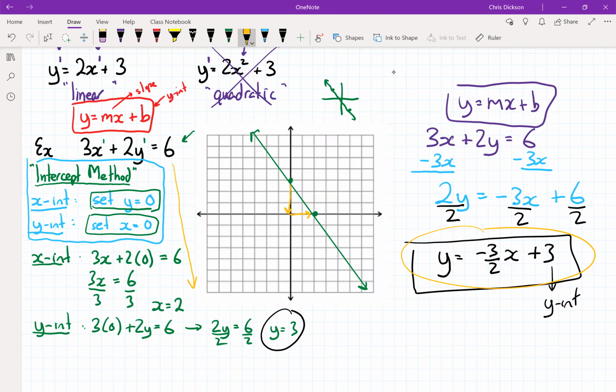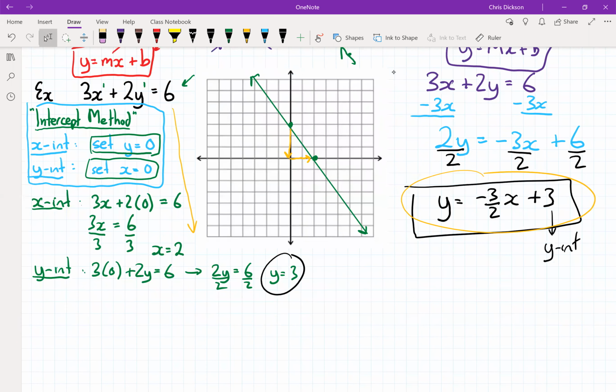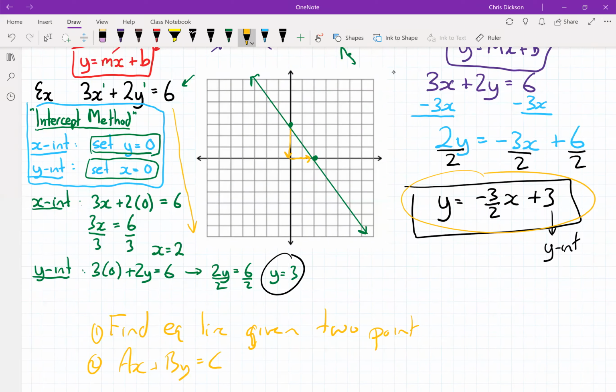So today, just to wrap up here, we've done a couple of different questions. We've done ones that find the equation of the line given 2 points. And now we've solved for the equation in the form ax plus by equals c.